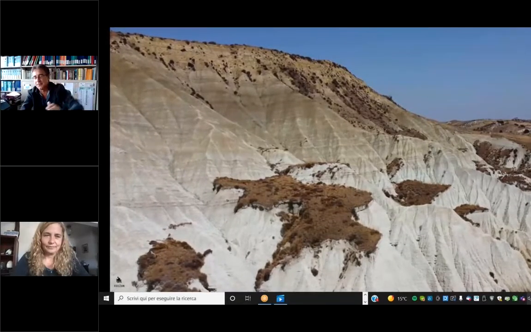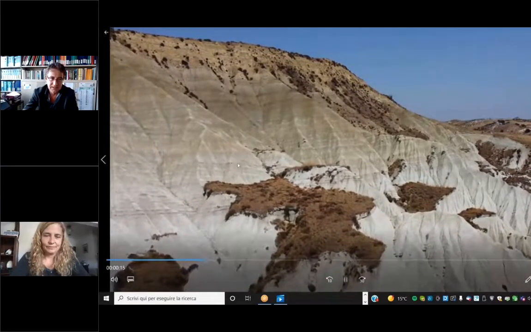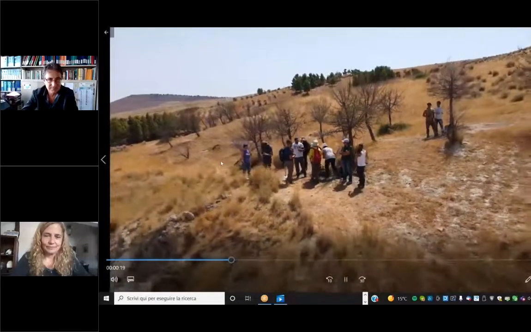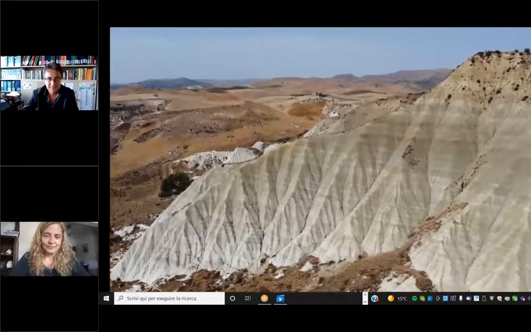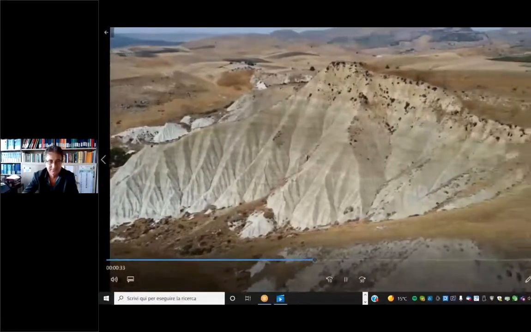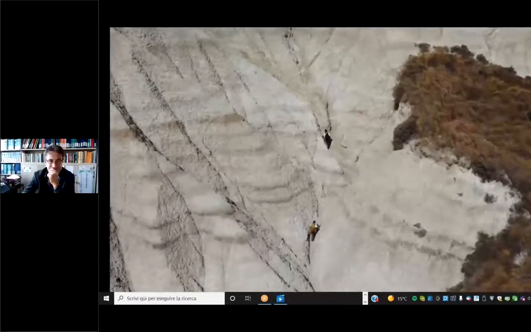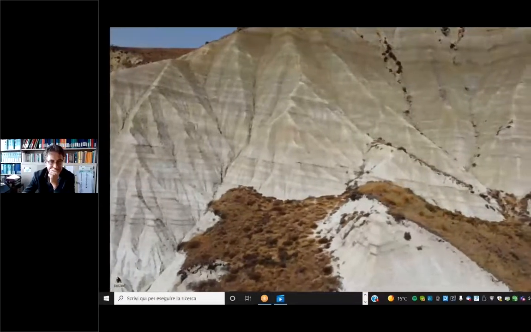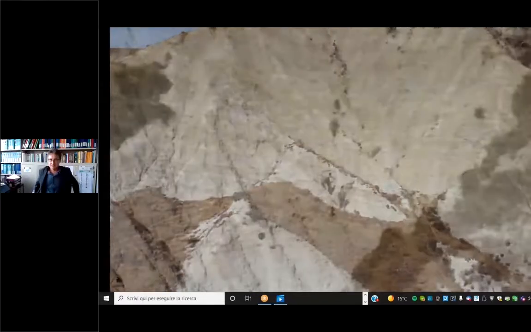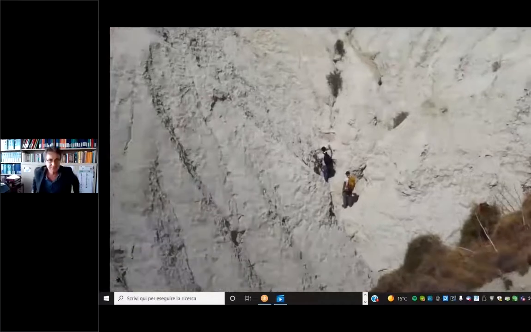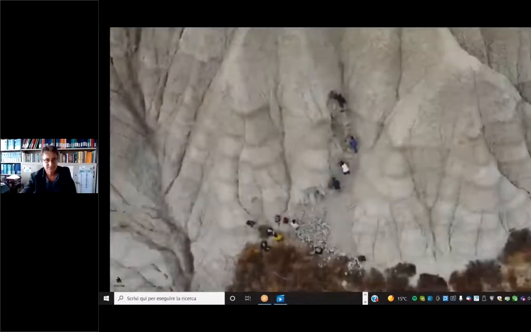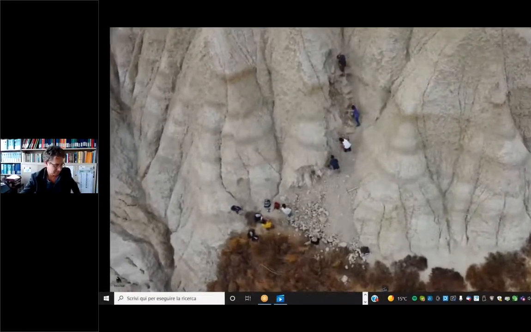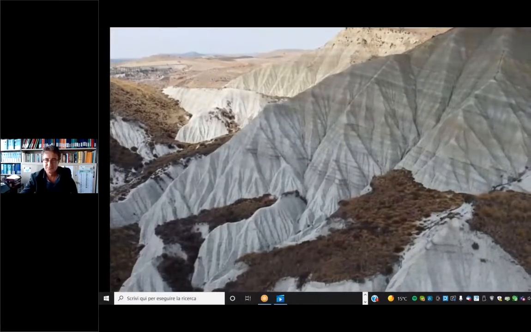This is the Gelasian stage. This represents the base of the Quaternary. Just here, this layer corresponds to the Nicola bed.